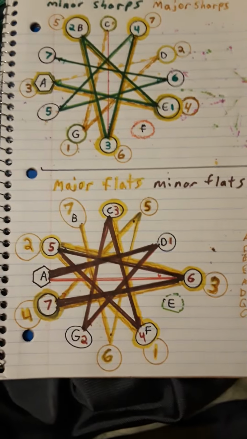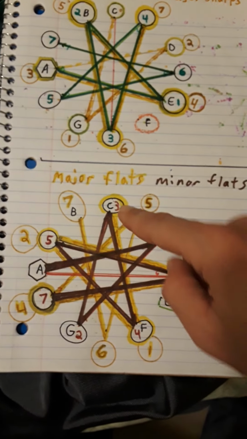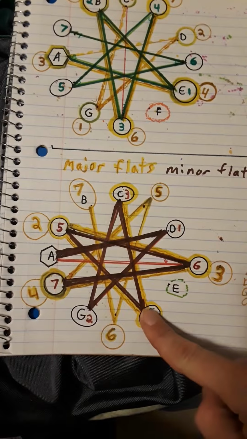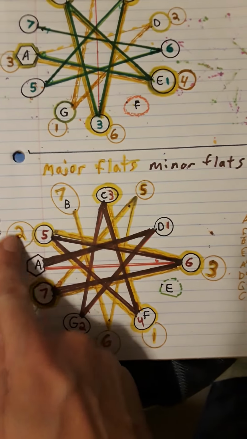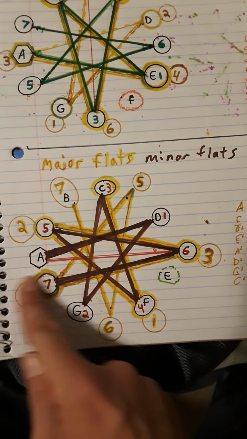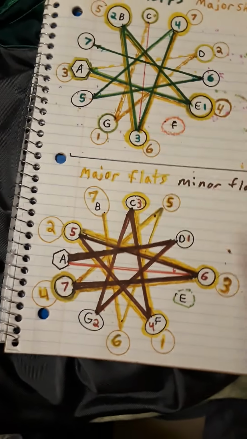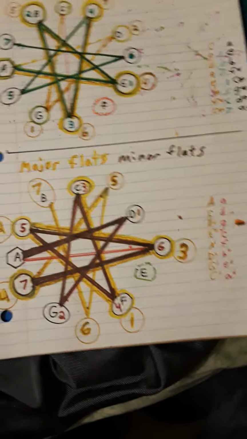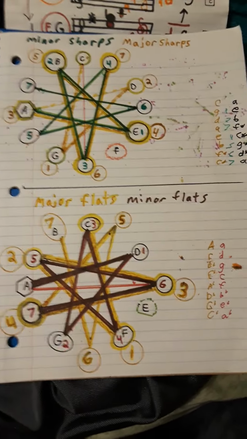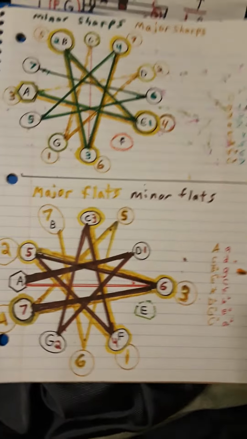So we have C, F, B flat, E flat, A flat, D flat, and G flat, and C flat for the major flat scales, which are in yellow there, kind of like the major scales with sharps up there.